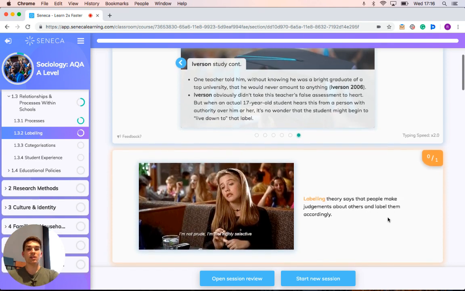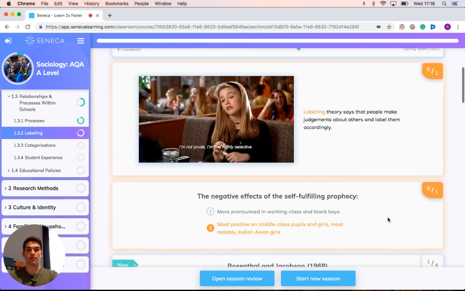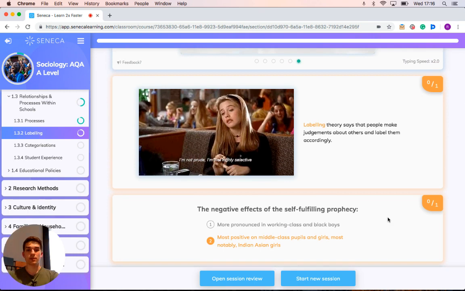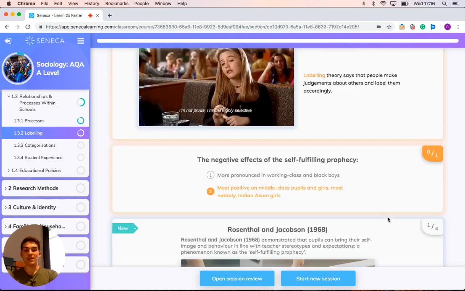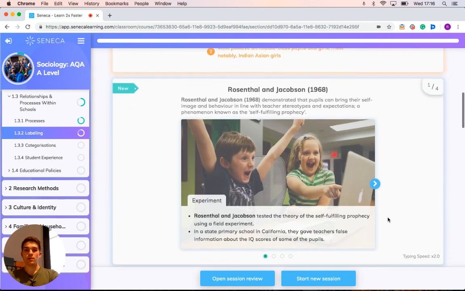So to recap a little bit, remember that labelling theory says that people make judgments about others and label them accordingly. The negative effects of the self-fulfilling prophecy are more pronounced in working class and black boys, and are most positive on middle class pupils and girls, most noticeably Indian Asian girls. Rosenthal and Jacobson in 1968 demonstrated that pupils can bring their self-image and behavior in line with teacher stereotypes and expectations, and we've discussed this already. That's what's known as the self-fulfilling prophecy.